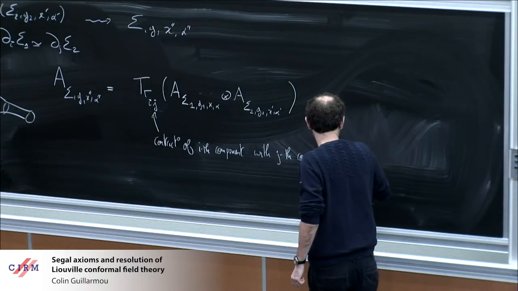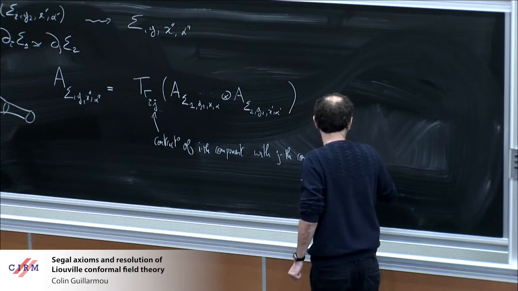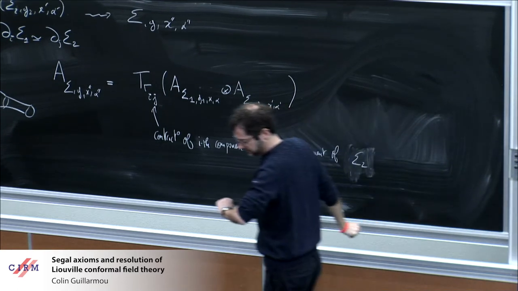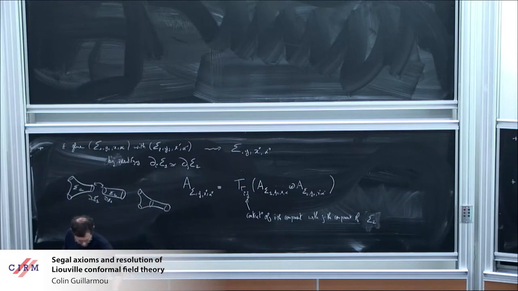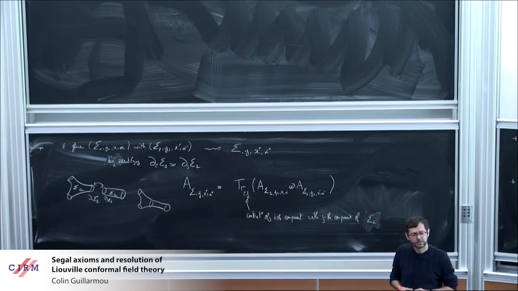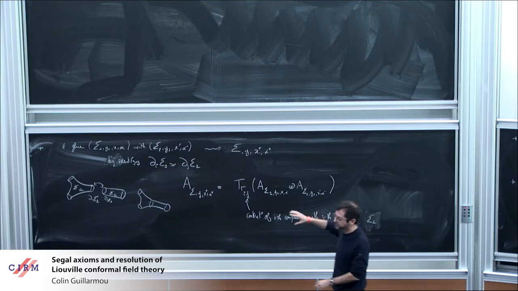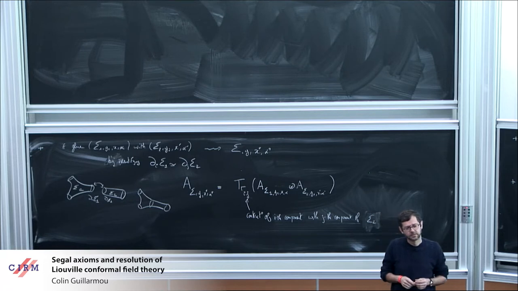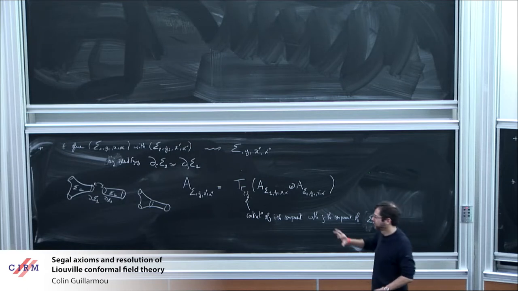So sigma 2. Okay. So these are the axioms. Yes, when you glue, you always glue incoming with outgoing. Sure. In principle, it should be associative.